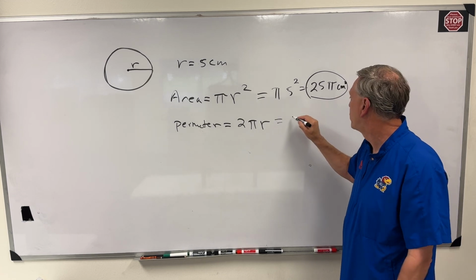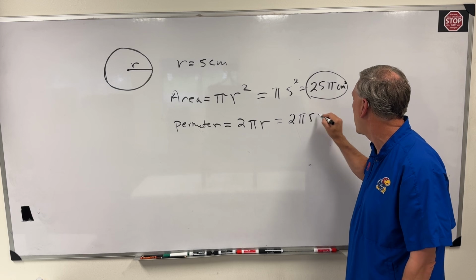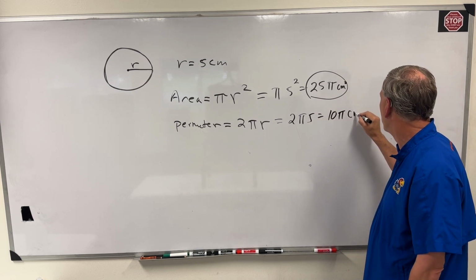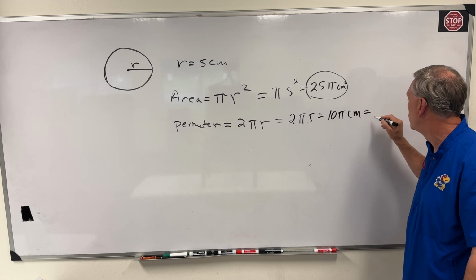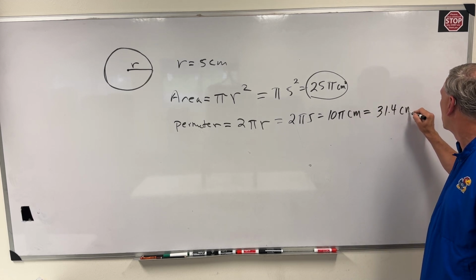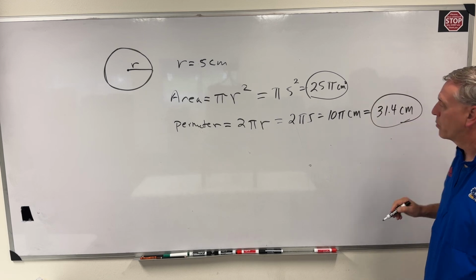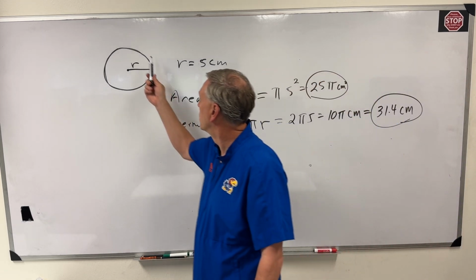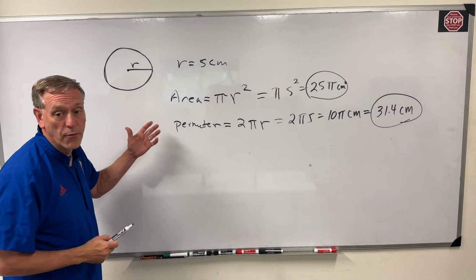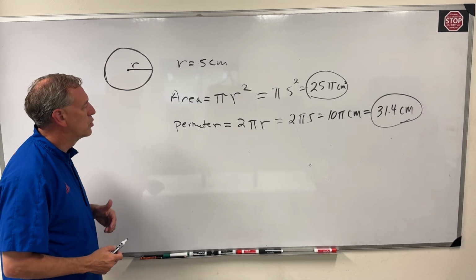And with this one, we'd have 2 times pi times 5. So this is 10 pi centimeters. Or if you wanted to, you could write this out as 31.4 centimeters. That will give us the perimeter of this circle, or circumference, the normal term for that.